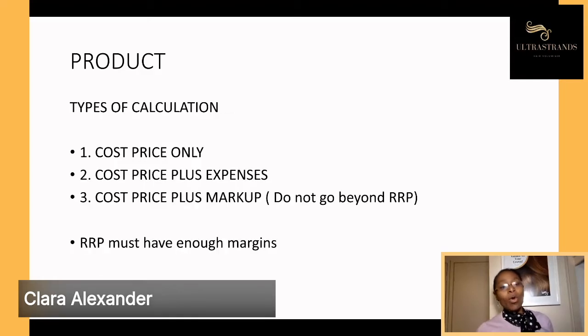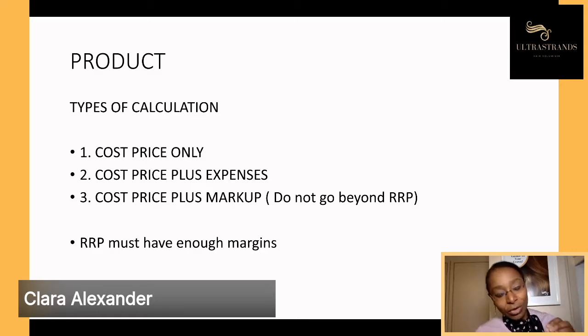Okay, so when it comes to calculations, you essentially have 3 different types of calculations. So the first calculation that you're looking at is the cost price. So when you look at the cost price, you have a product that you've brought in.